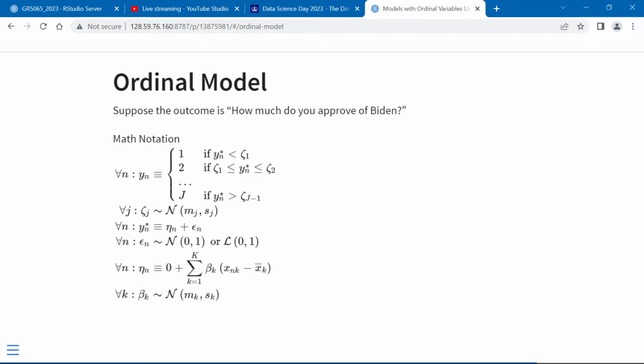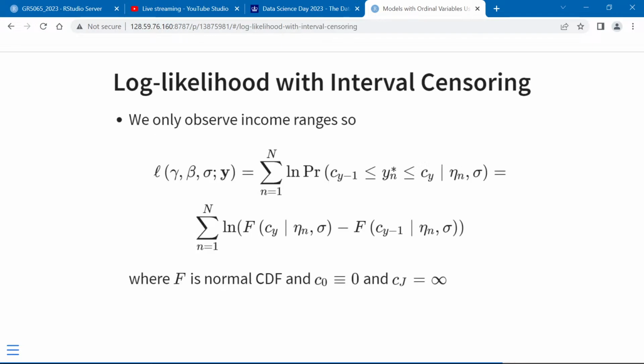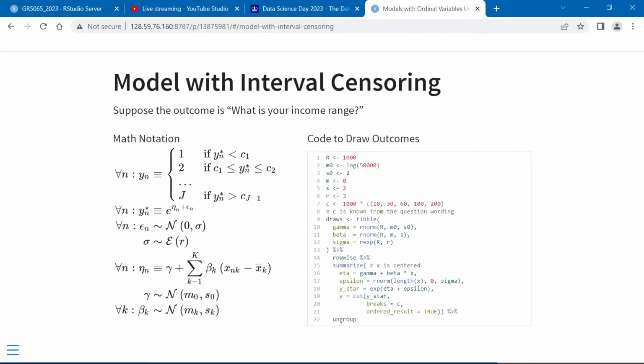Okay, so does anybody have any questions about the difference between this model for an outcome like how much do you approve of the job Joe Biden is doing as president? Strongly agree, disagree, strongly disagree, versus the model that we had before. What is your income range? Less than 10,000, between 10,000 and 30,000, between 30,000 and 60,000, between 60,000 and 100,000, between 100,000 and 200,000, or greater than 200,000.